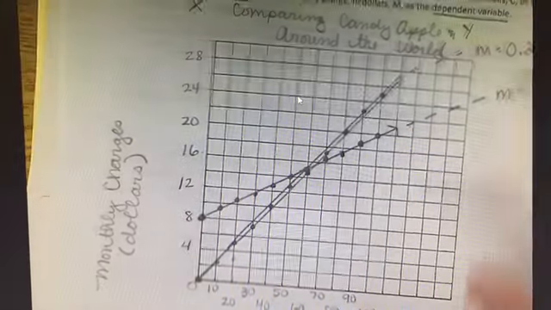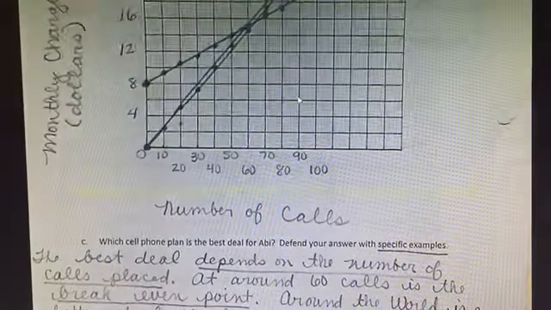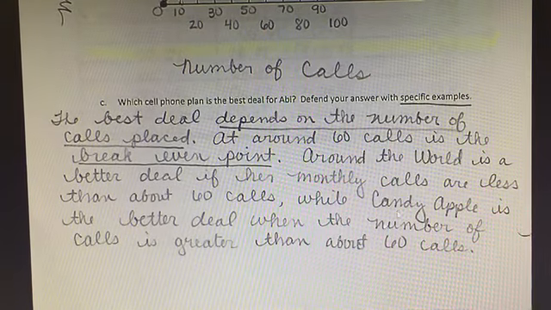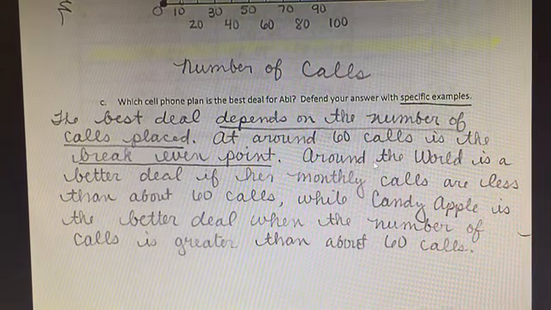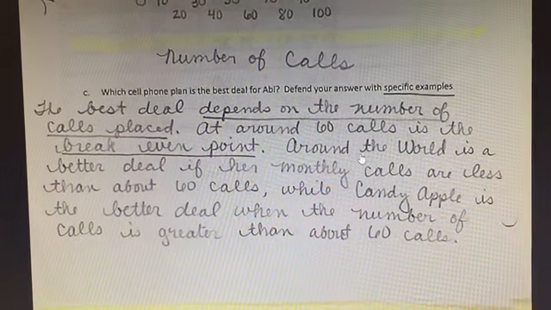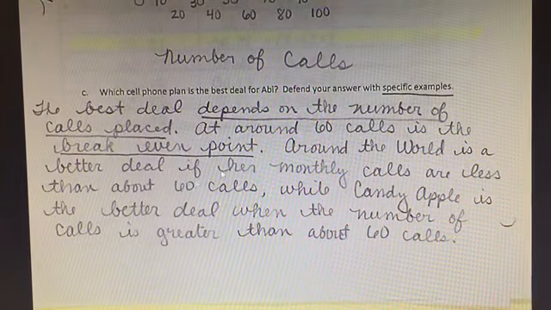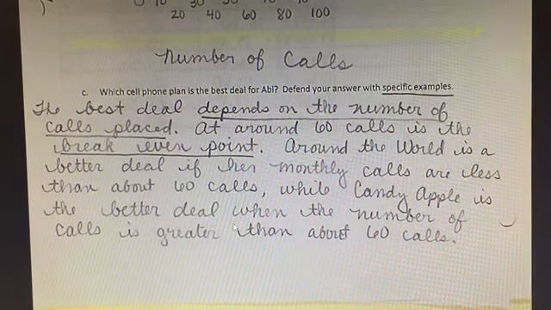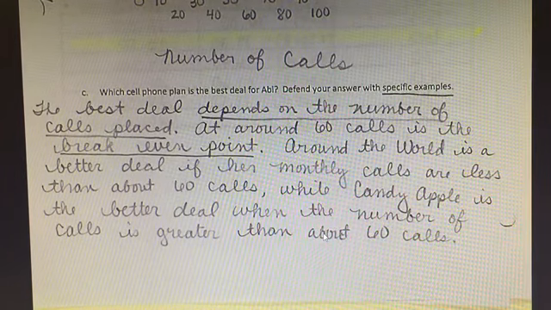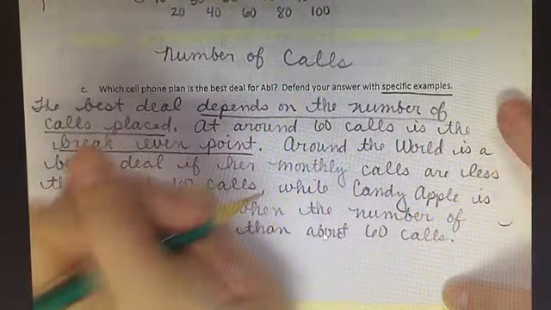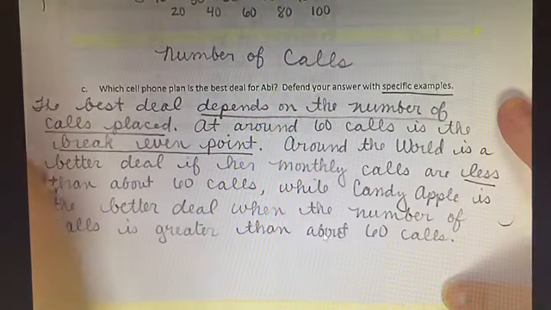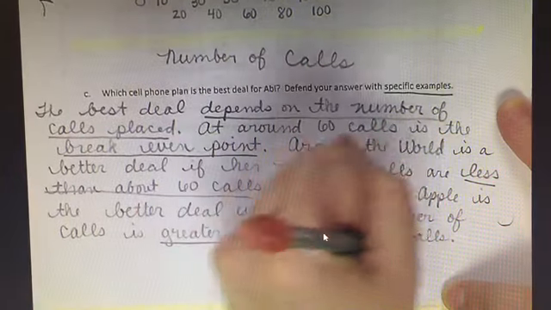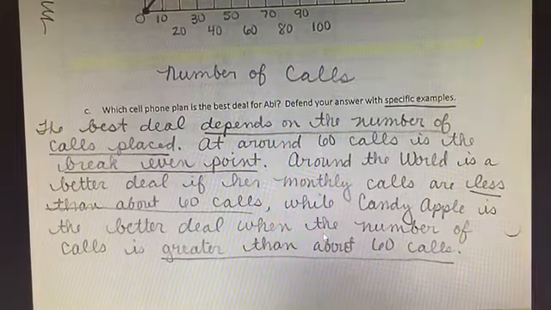Okay. And then you're going to want to make sure you tell me specifically, if I make calls that are less than 60, which plan is better. So Around the World is a better deal if her monthly calls are less than about 60 calls. Candy Apple is the better deal when the number of calls is greater than about 60 calls. So you want to make sure you talk about when it is better if it's less than 60 calls, and when it is better if it's greater than 60 calls. And remember that 60 calls was your break-even point.